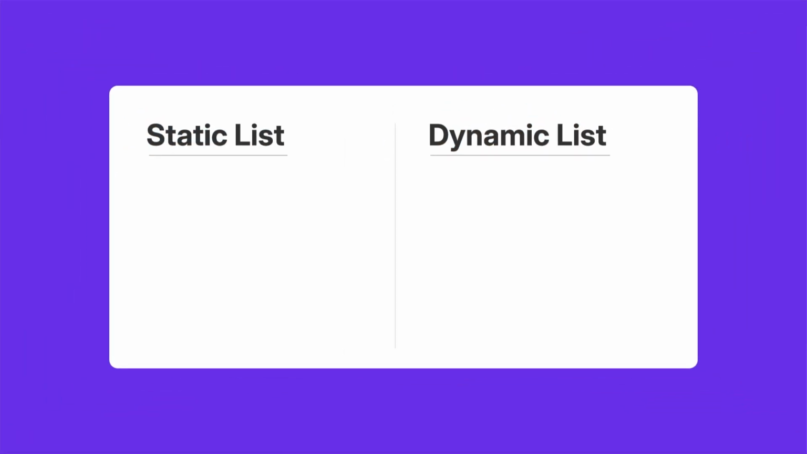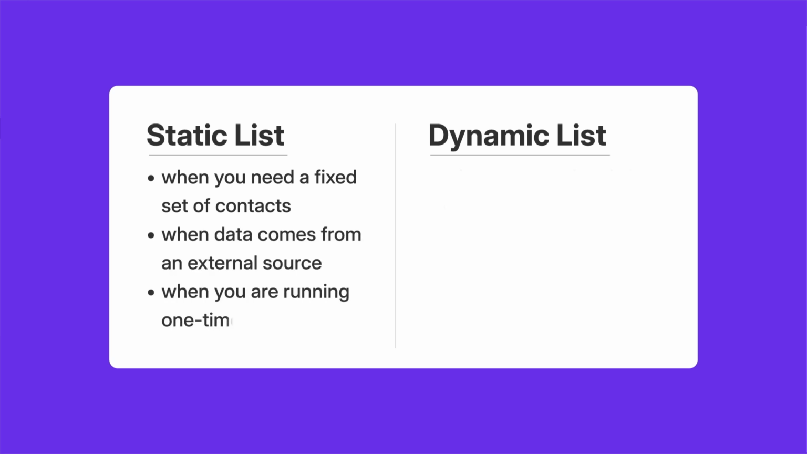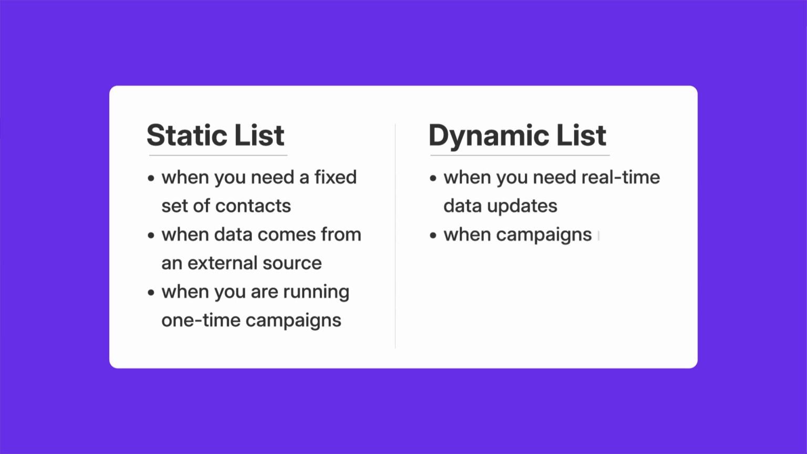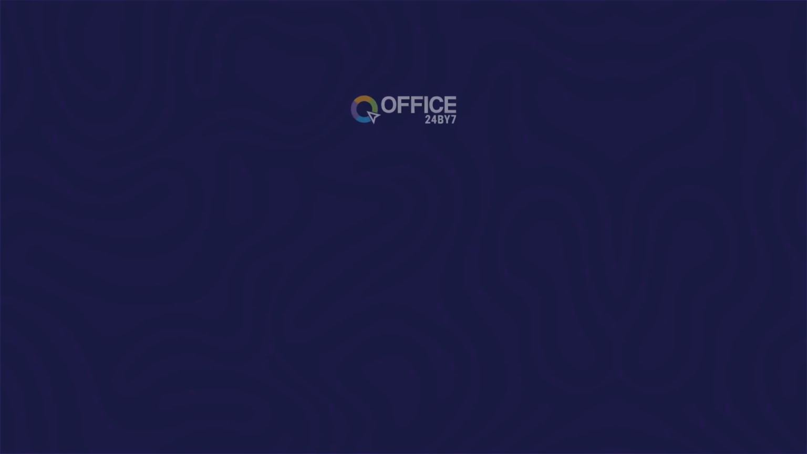To summarize the use cases, static lists are best when you need a fixed set of contacts, when data comes from an external source, or when you are running one-time campaigns. Dynamic lists are ideal when you need real-time data updates, when campaigns run regularly, or when the audience criteria keep changing. This is how static and dynamic lists help you segment data and run smarter and targeted campaigns.